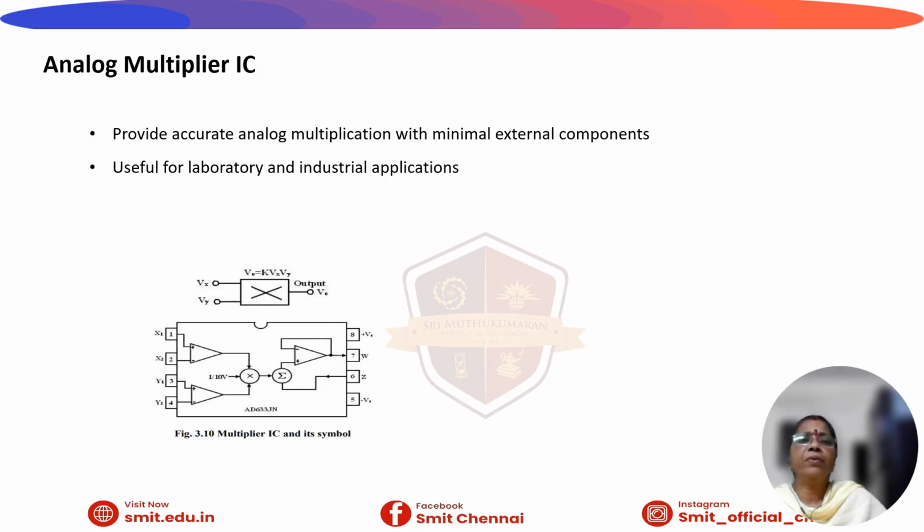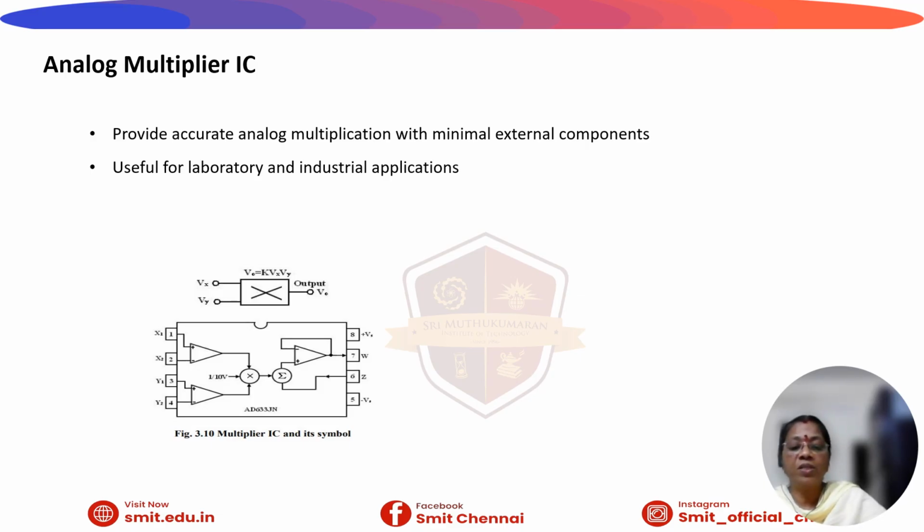Now we are going to discuss the analog multiplier IC. It provides accurate analog multiplication with minimal external components. It is used for laboratory and industrial applications. The analog multiplier IC is an electronic component that produces an output signal proportional to the mathematical product of two input signals. It is widely used in radio communications, industrial controls, and sensors, and it is essential for real-time signal processing, modulation, frequency doubling, and sampling.